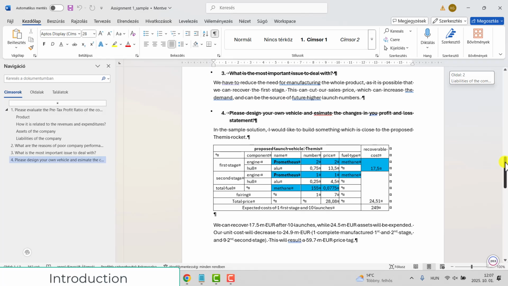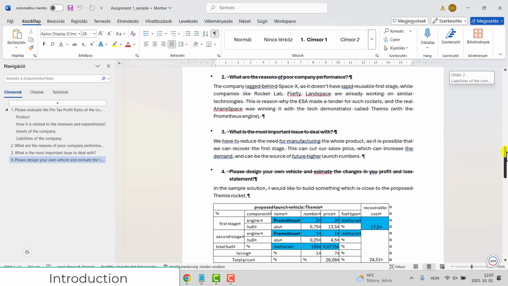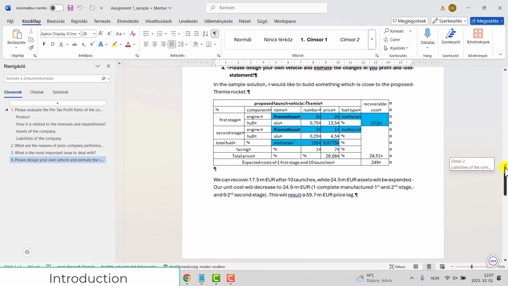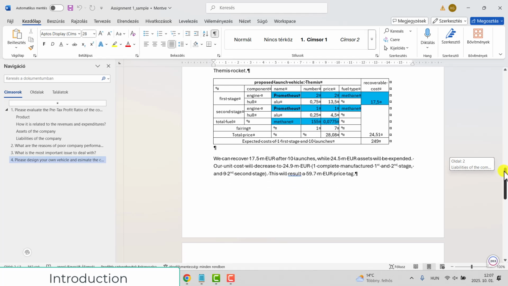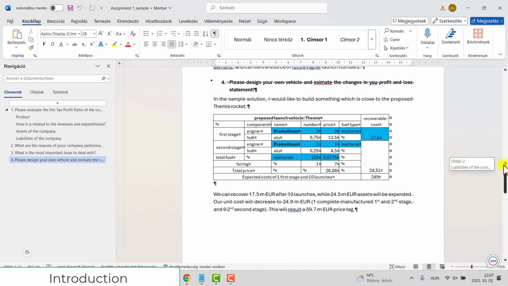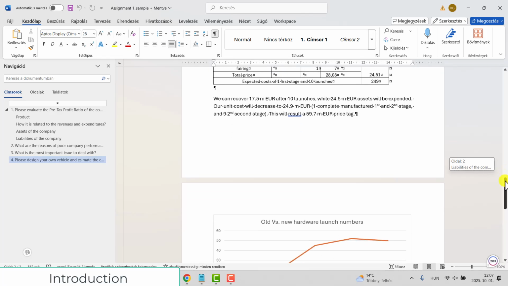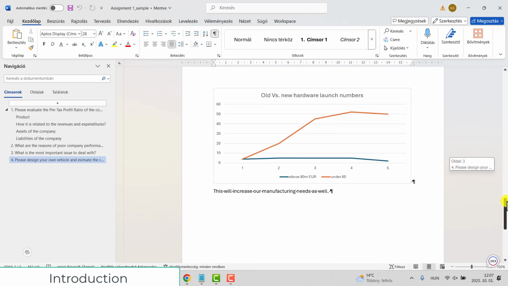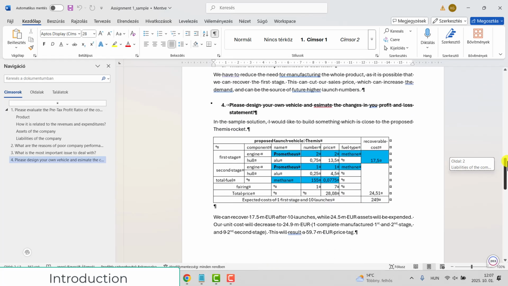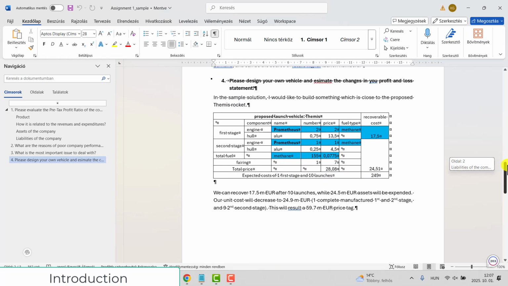not from taxpayers' money. And as a result, I made this beautiful new design from different components available on the market, and it's made from aluminum, and I'm trying to use the Prometheus engine, which is now on the test bed, so hopefully it will not explode so much. Then, please design your own vehicle and estimate the changes in your profit and loss statement.